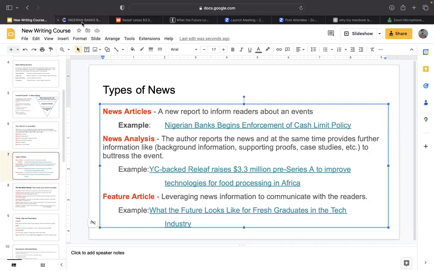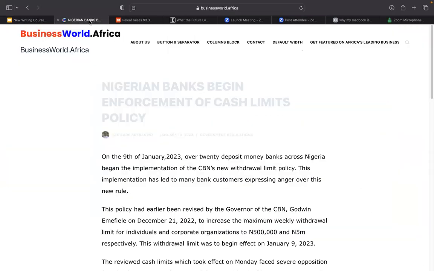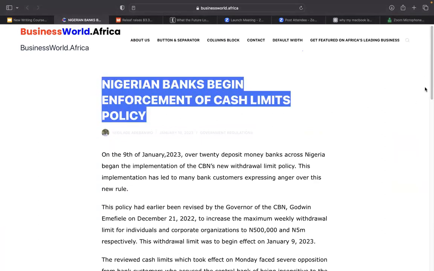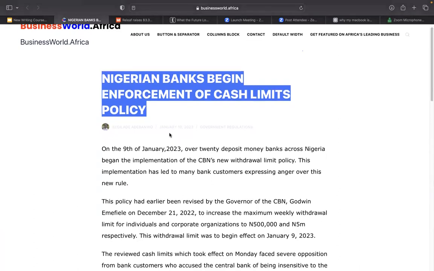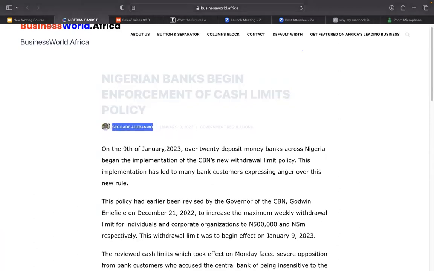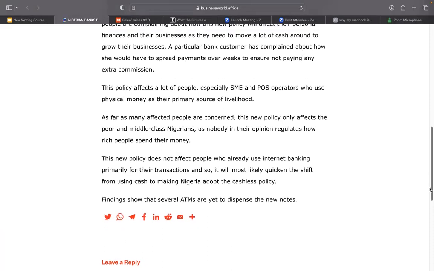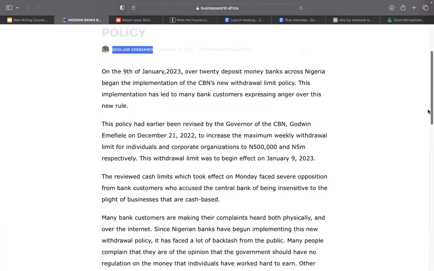We will quickly review, okay, for this, which is a news article, this is a good example of a news article. If you notice, it is straight to the point. Nigeria banks begin enforcement of cash limit policy, and then the journalist's name. It is so short, and that is an actual news article.